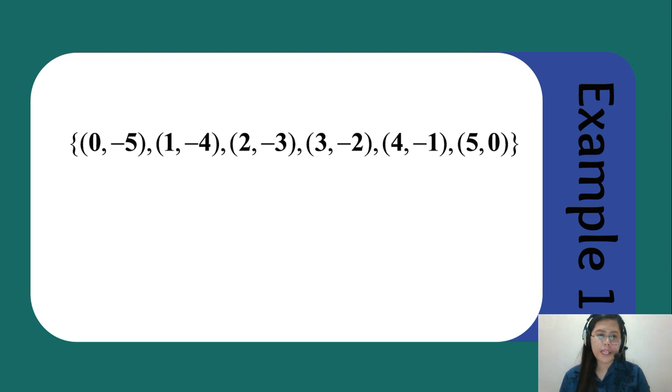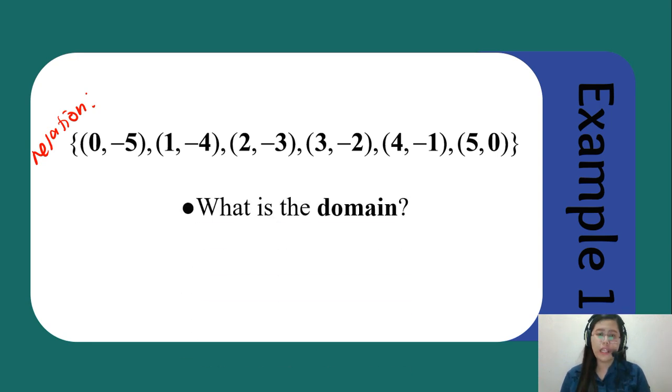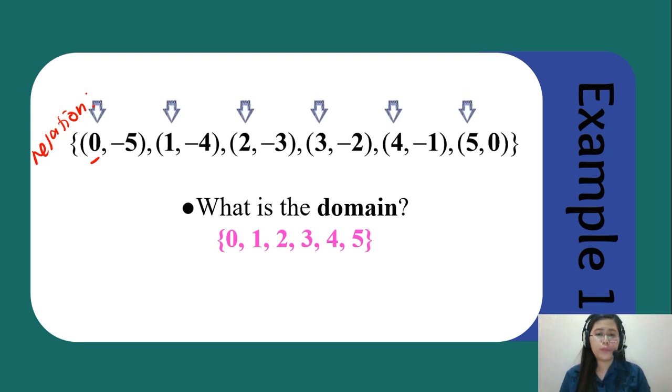Example po tayo para mas maintindihan natin. We have here a set of ordered pairs. So, this is a relation, kasi set of ordered pairs yan. Now, the question is, what is the domain? Sabi ko kanina, si domain, same lang yan na siya si input at siya si x value. Ibig sabihin, ang domain mo ngayon ay lahat ng x values mo. We have 0, 1, 2, 3, 4, and 5. Ayan po ang iyong domain, which is your x value and which is your input.